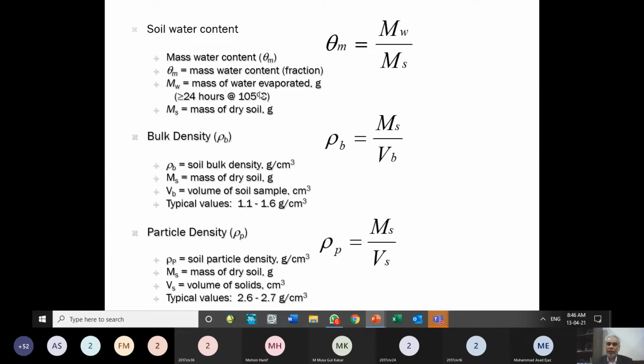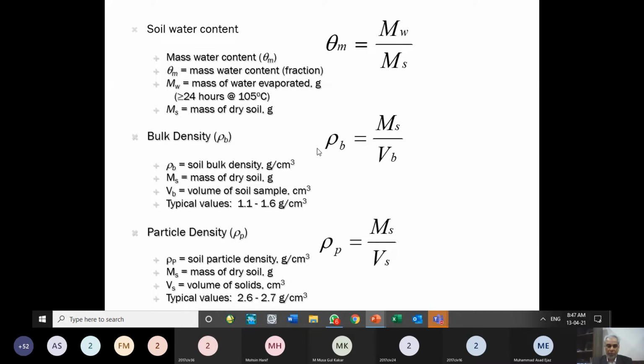Similarly, from the previous classes, we have the idea of density. Density is the ratio of mass to volume. There are different kinds of density. We have the density of water, which is the mass of the water divided by the volume of the water. And usually the density of water is close to 1 kg per liter, or 1000 kg per cubic meter.